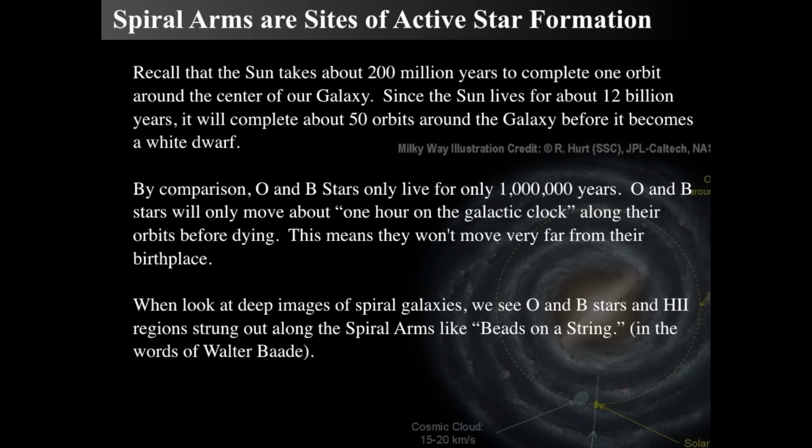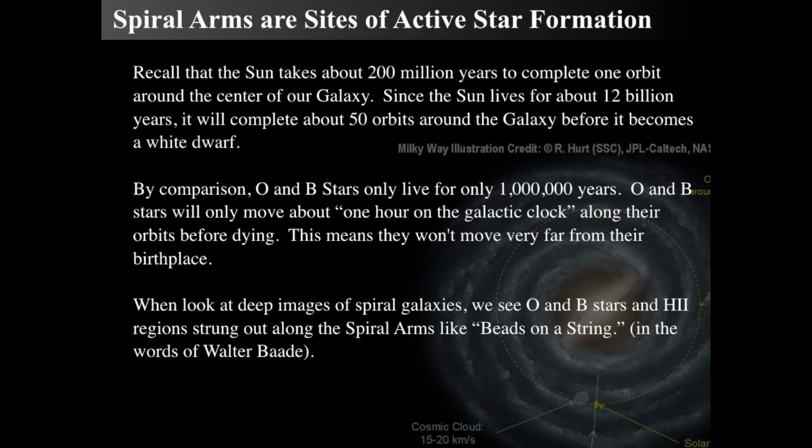But we do know that spiral arms are the sites of where massive star formation is occurring. And the sun takes about 260 million years to take an orbit. And so it'll do a grand total of 50 orbits around the galaxy before it dies and becomes a white dwarf. Now, O and B type stars only live about 1 million to 10 million years. So let's call it 1 million or 10 million just for fun. And that means they move at most 1 hour on the galactic clock.